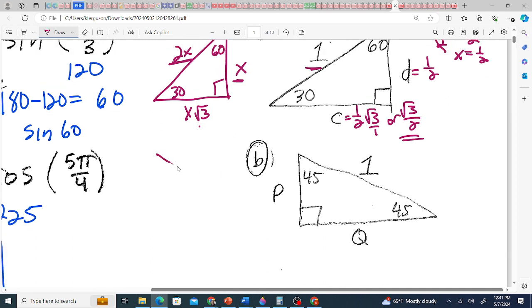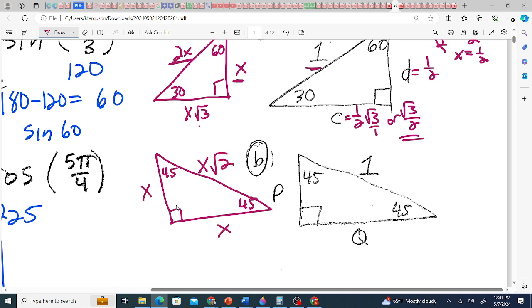So then I got the same thing here with this 45, 45, 90 triangle. So the general form of this is that the two smaller sides, or the legs, are x, and then 30, 60, 90, 45, 45, 90.